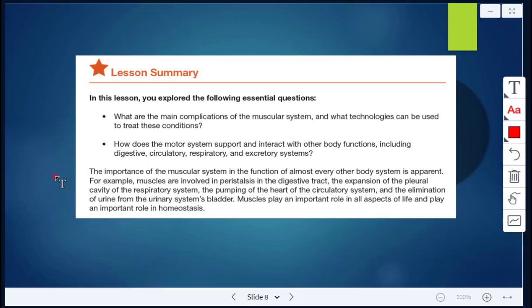So we know that the muscular system is important for the functioning of almost every other body system involved in the digestive tract, in the pleural cavity of the respiratory system, the pumping of the heart in the circulatory system, the elimination of urine from the urinary system to bladder. So muscles play an important part in all aspects of life, and they have an important role in homeostasis.